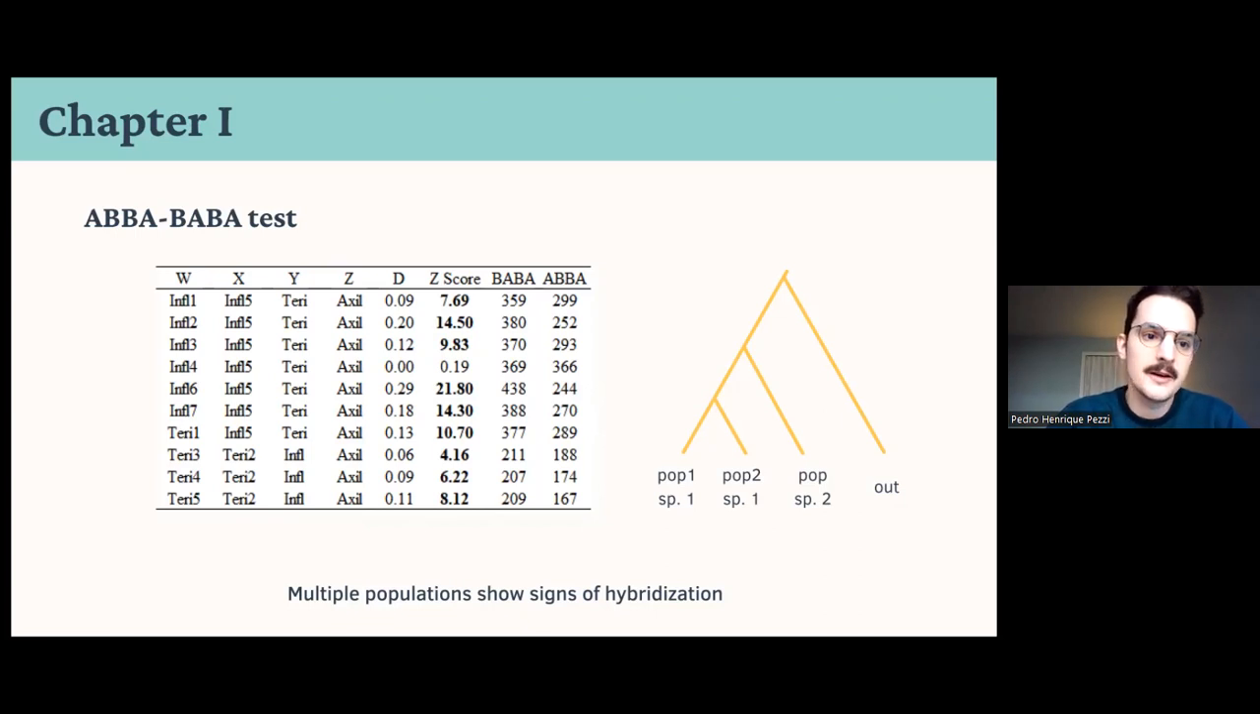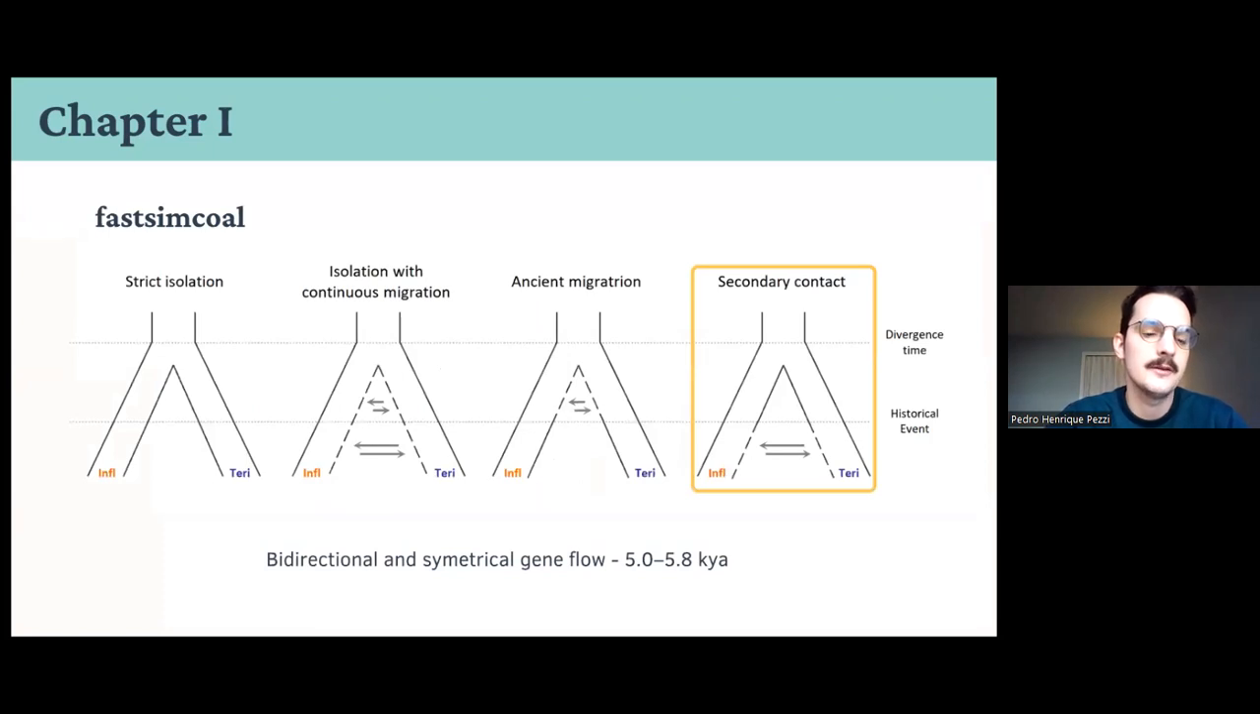So, trying to understand a little bit of the direction of gene flow and the evolutionary history of these species, we used fastsimcoal and created four different models. We investigated a model with strict isolation, one model with continuous migration, one model with gene flow during the early times of speciation, and one with allopatric speciation, secondary contact, and gene flow during secondary contact. And this is what we found. The data corroborates the allopatric speciation model with gene flow after secondary contact, and that would be a bidirectional and symmetrical gene flow between species.